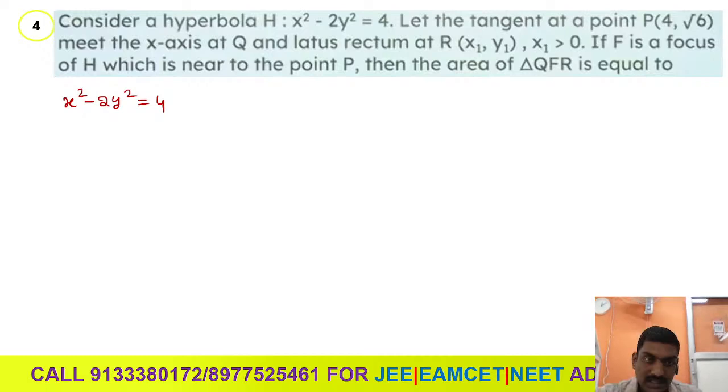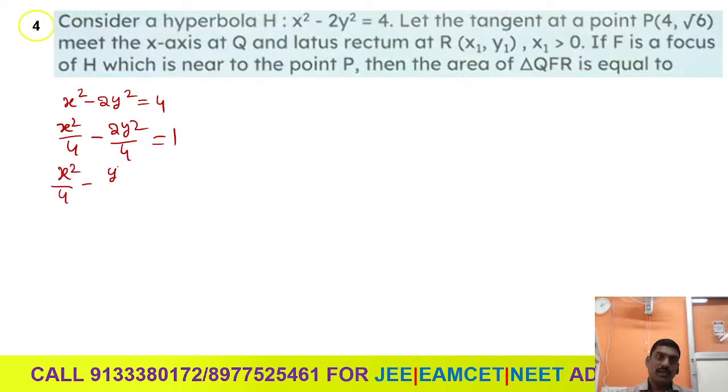x square over 4 minus 2y square over 4 equal to 1. So this is x square divided by 4 minus y square by 2, which is equal to 1. So A is equal to 2 and B is equal to square root of 2. So this is the hyperbola.